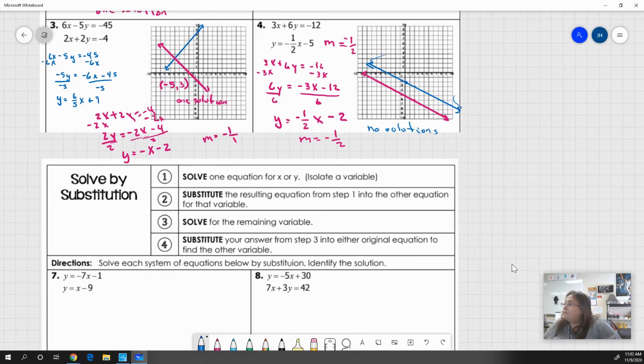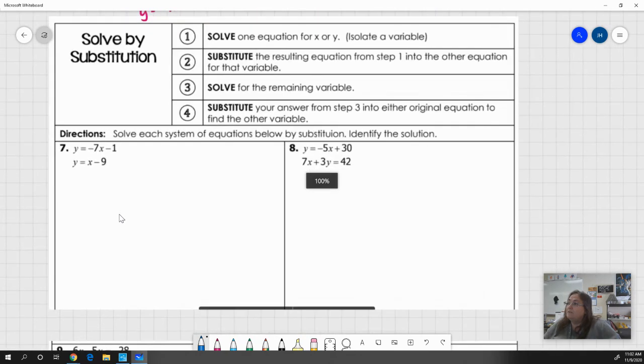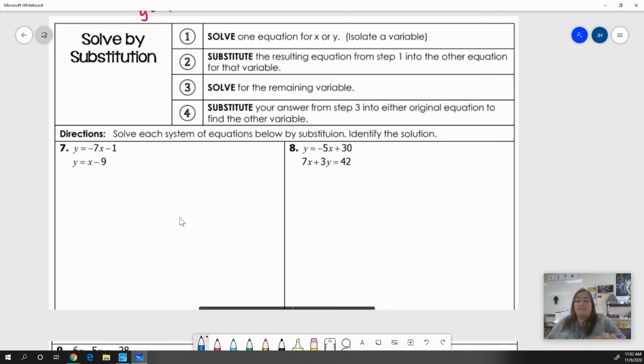Well, if we look at this first problem, number 7 here, see if I can make that a little bigger. Each of these are already solved for a variable, right? They're set equal to y. So I don't have to do that first part. This says y equals minus 7x minus 1, and this says y equals x minus 9. Well, if y equals something, anytime y is somewhere, I can substitute that in.